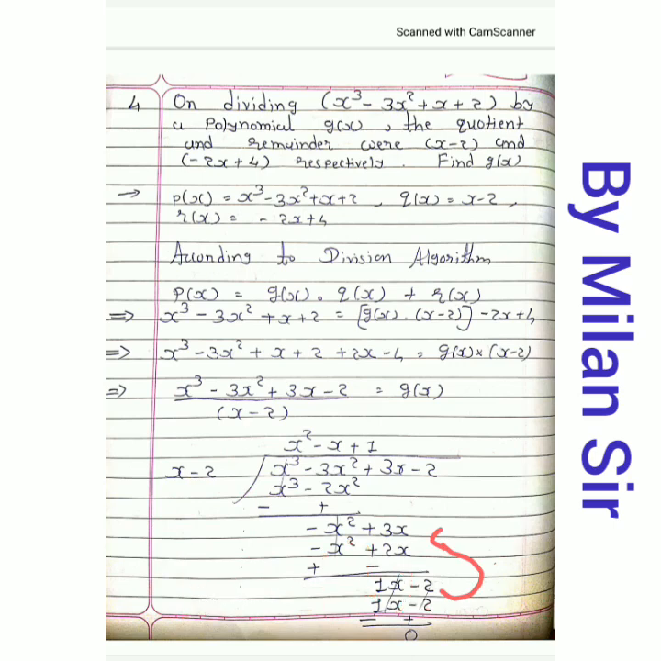Now again we need to change the sign. Minus is converted in plus, plus is converted in minus. So x square cuts out. Then plus 3x minus 2x gives 1x, the bigger number's sign is plus 3, that's why plus 1x. And minus 2 comes down.